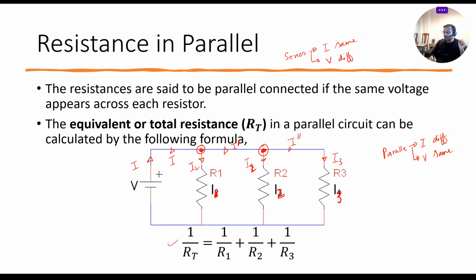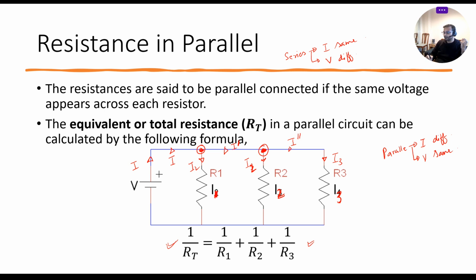Now again, we can find the equivalent or total resistance of this circuit. It will be given by this formula here. So 1 over RT, or your total resistance, will be equal to 1 over R1 plus 1 divided by R2 plus 1 divided by R3.